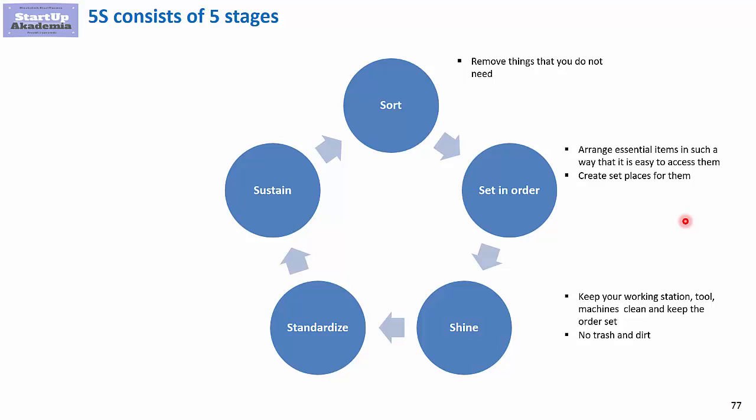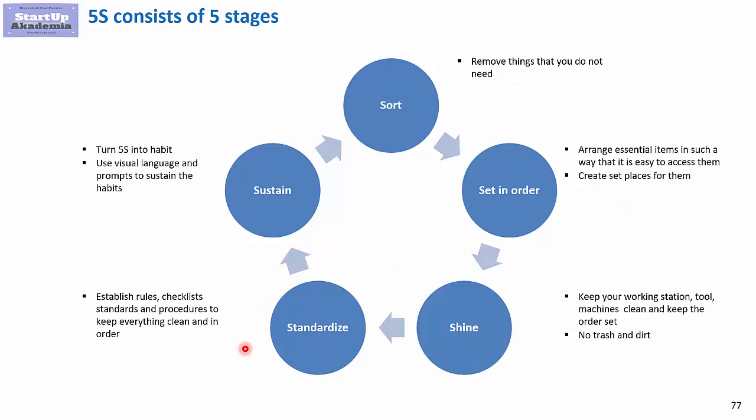Shine is obviously about cleaning, keeping your working station, tools, and machines clean and in order, not having any trash and dirt on the working station. Standardization is basically describing how your working station should look and what should be where. And sustaining is creating a habit of doing all those things on and on, and creating a visual language that enables this to become a habit and reminds you of what should be where. So as you can see, very simple yet very difficult to implement.